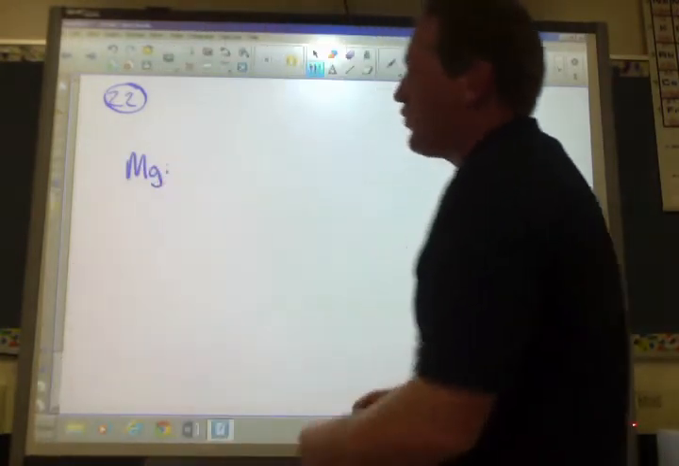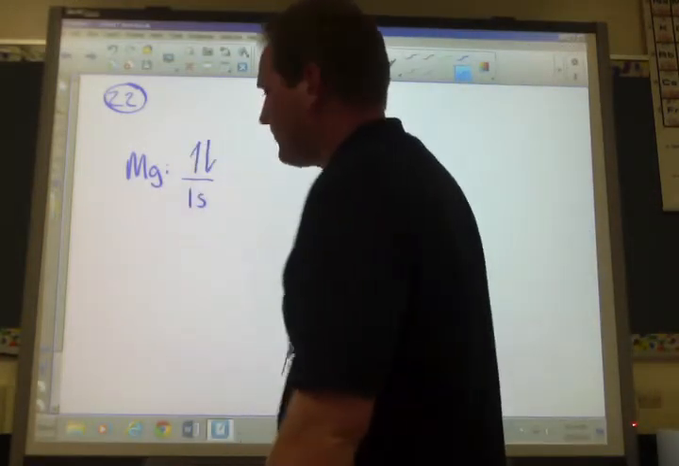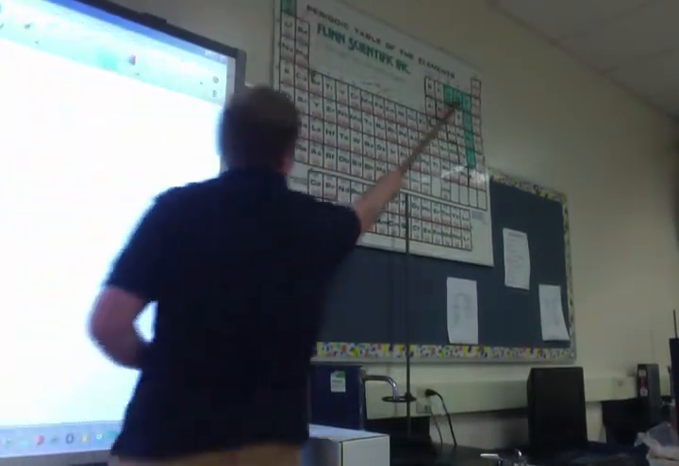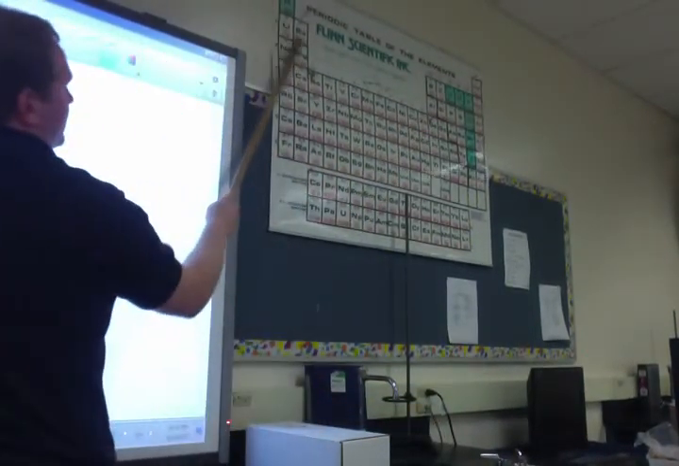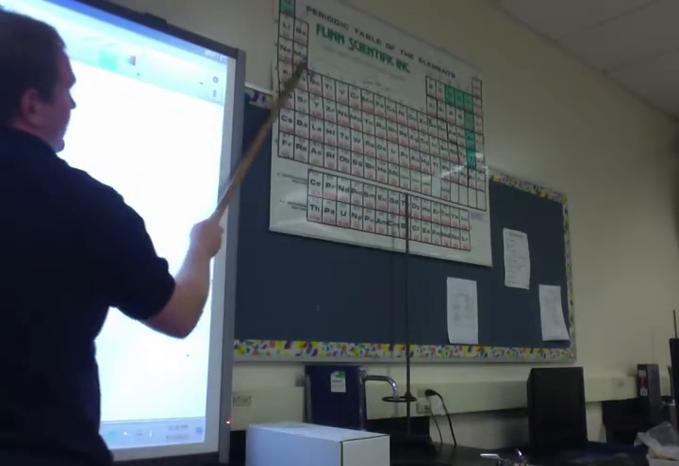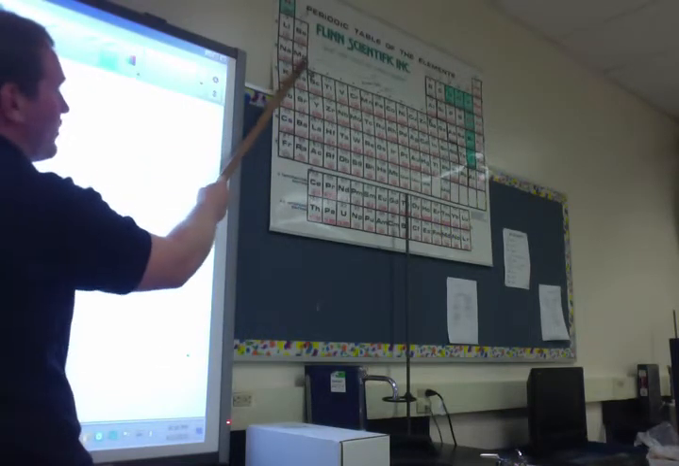So for magnesium, if you want to write it out with the arrows, we're going to say 1s with 2. And by the way, I am looking at my periodic table here, so if I can do this without dropping the computer. This is my 1s2. This is my 2s2. Next is 2p6. This is 3s2. So because my magnesium ends at 3s2, I know that's where I'm going to end.